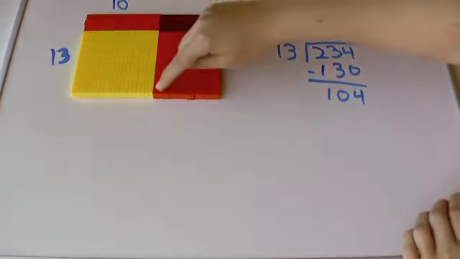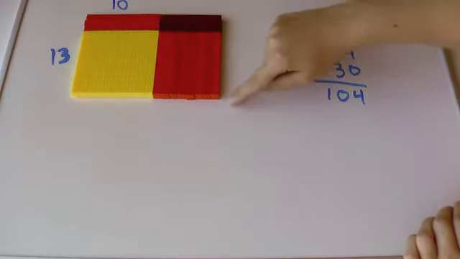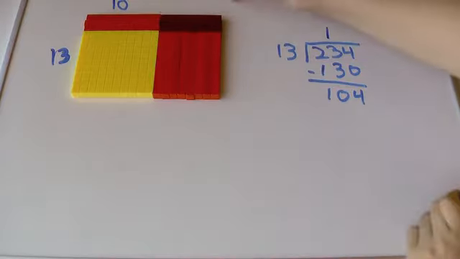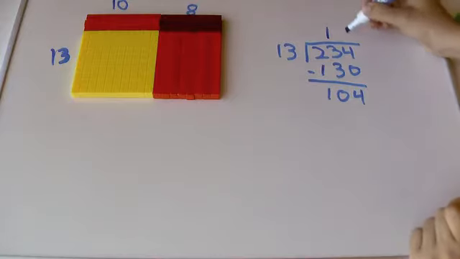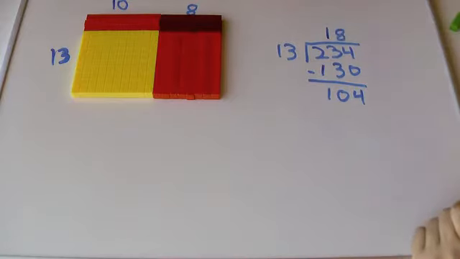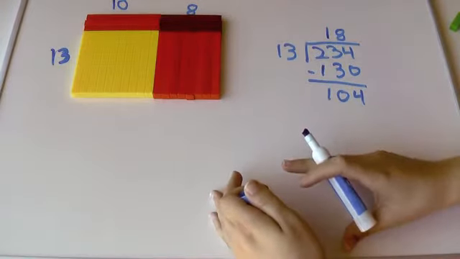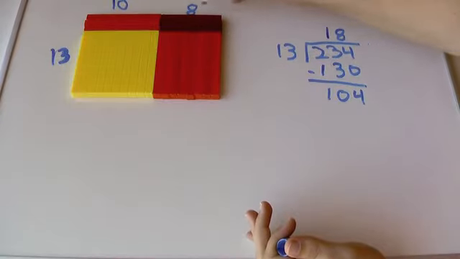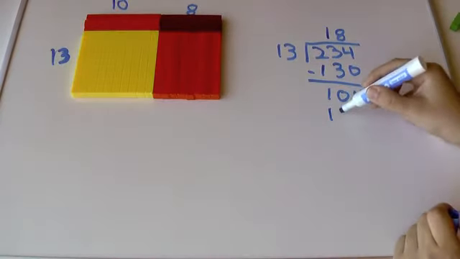So I have now made a rectangle with 13 on one side, 10 and 3, there's 13. And on the other side, I've gone across 8. So I'm going to write an 8 there. That's how far I've gone across. And so down here I had 104, and I took away 13 times 8. How much is that? Well, it's 104.